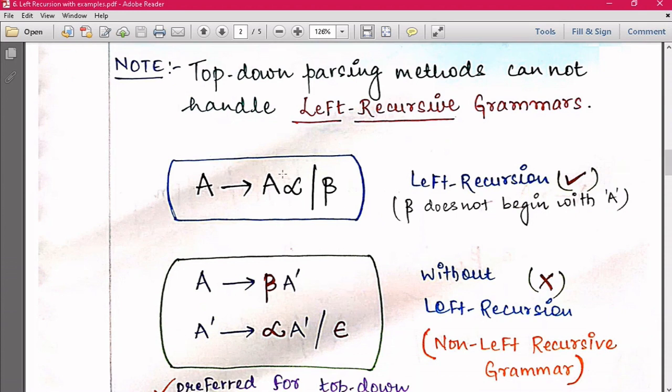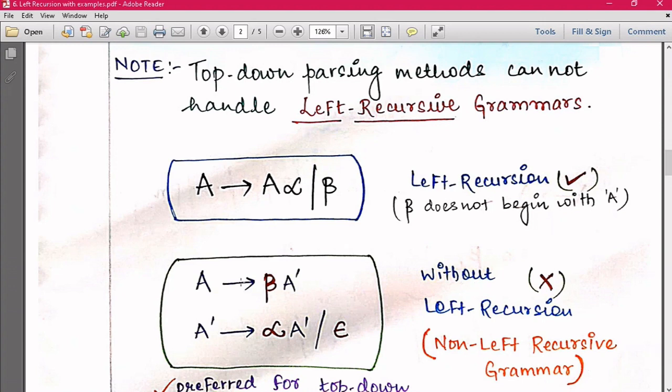If a CFG is represented in this way, where there is a variable on the left hand side, and on the right hand side it is producing some productions. These are the two productions. Out of these two productions, this production is also starting with the same variable that was present on the left hand side. So this is called left recursion, and beta does not begin with A. So this beta is not a part of your left recursion. Left recursion is only available in this production, and we need to resolve it.